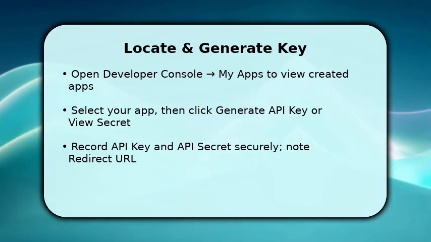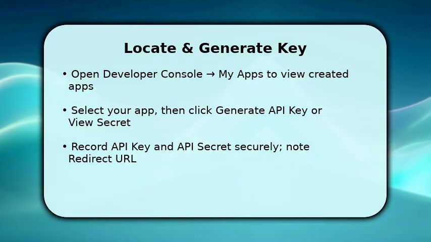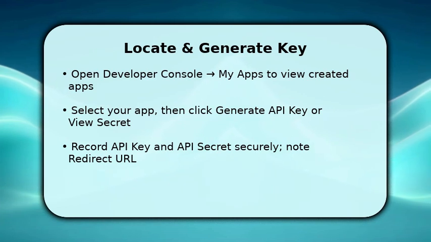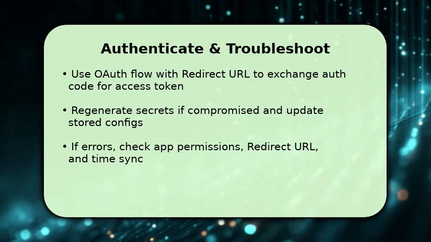Mismatches block authentication. If you need a production key after testing, promote the app as instructed and complete any additional compliance steps to unlock higher rate limits. And to use the key, run the OAuth authorization.